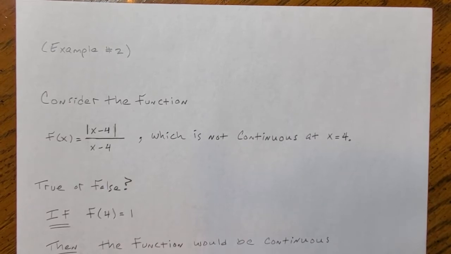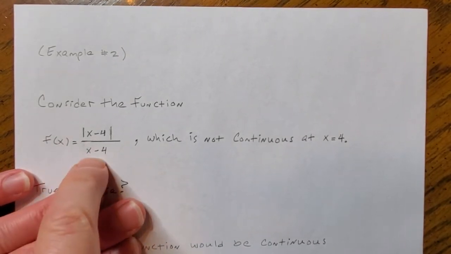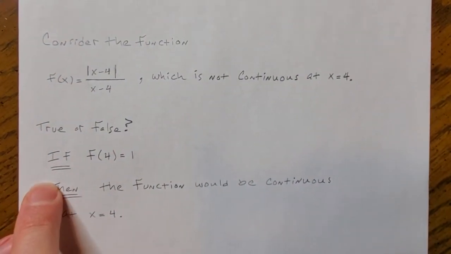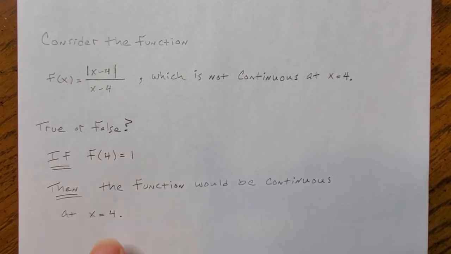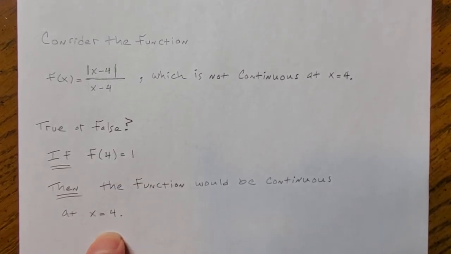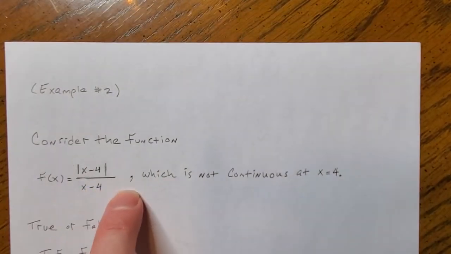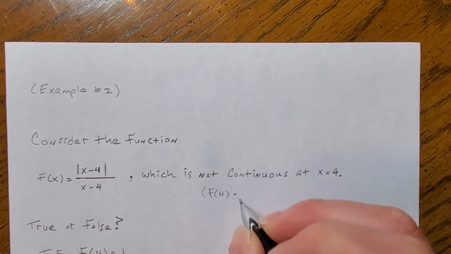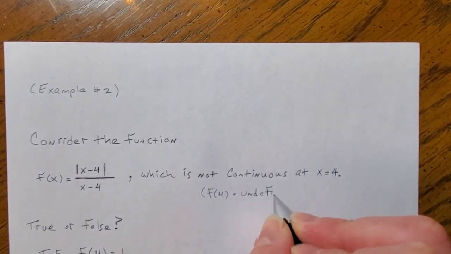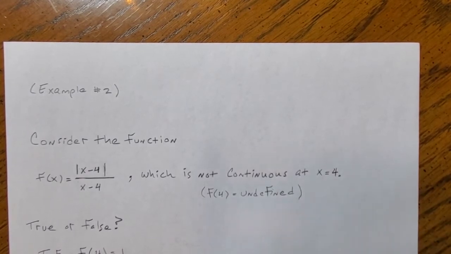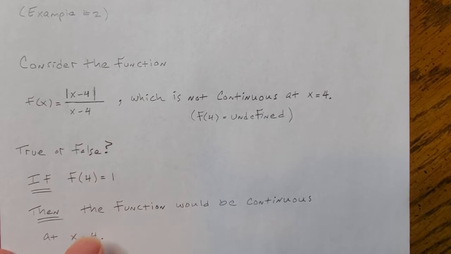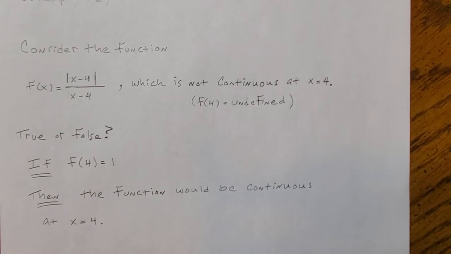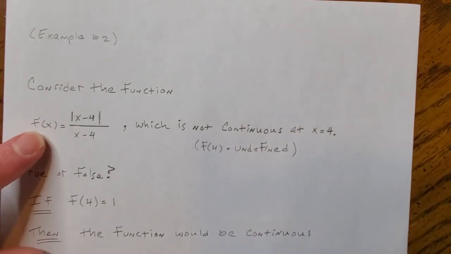That's undefined. Okay? So as it's given, yes, this function is undefined at 4, but is it true that if f of 4 was 1, then the function would be continuous at 4? Is that true or false? I know that the way this is given, f of 4 is undefined, right? Try to plug it in. You won't get an answer. But if f of 4 was 1, then the function will be continuous at 4. True or false?